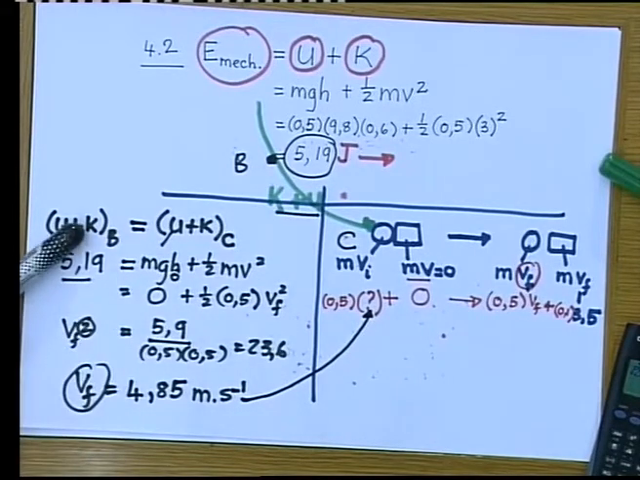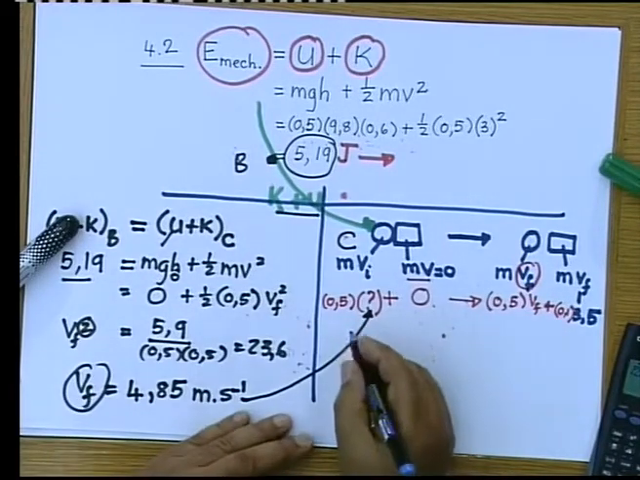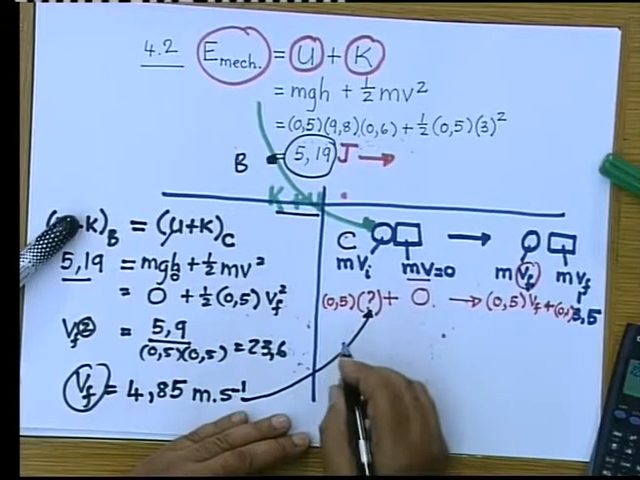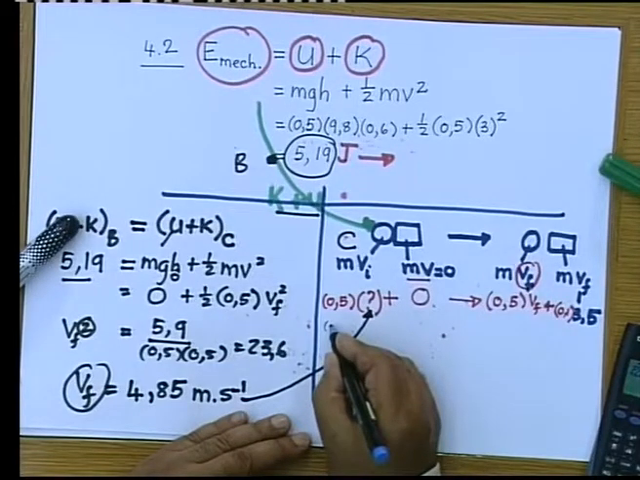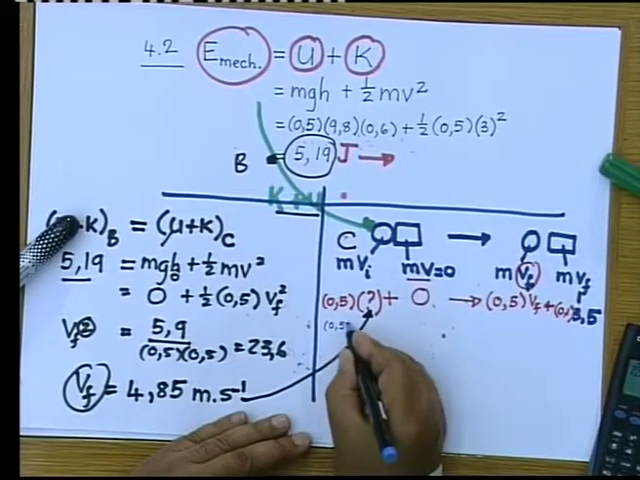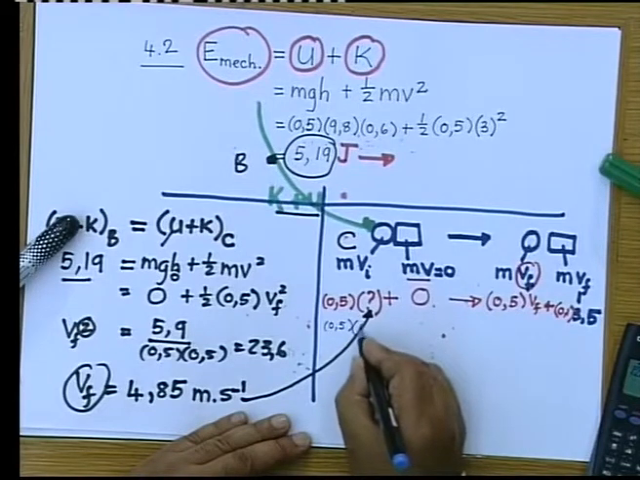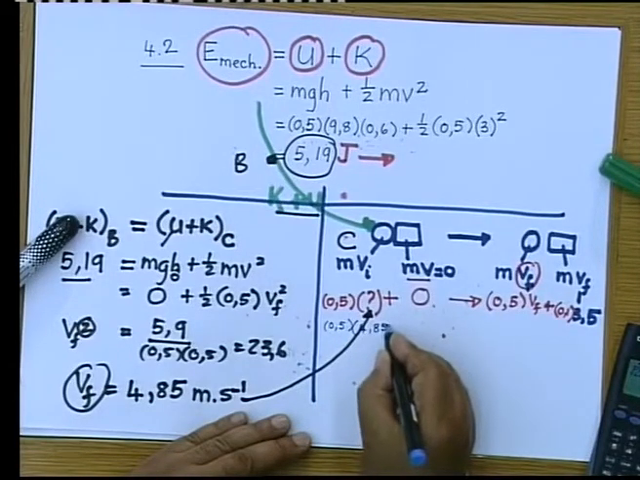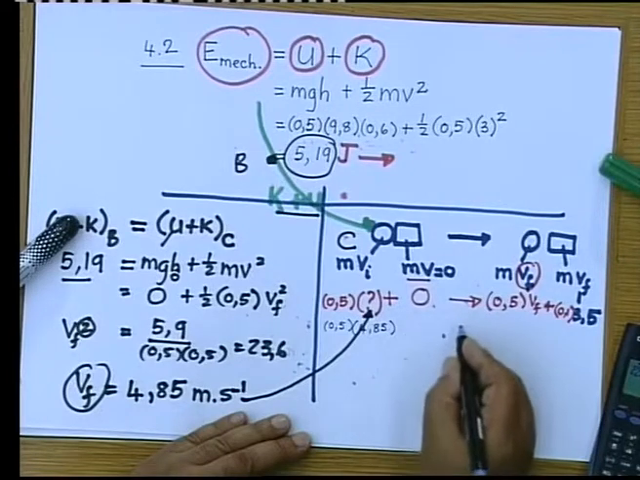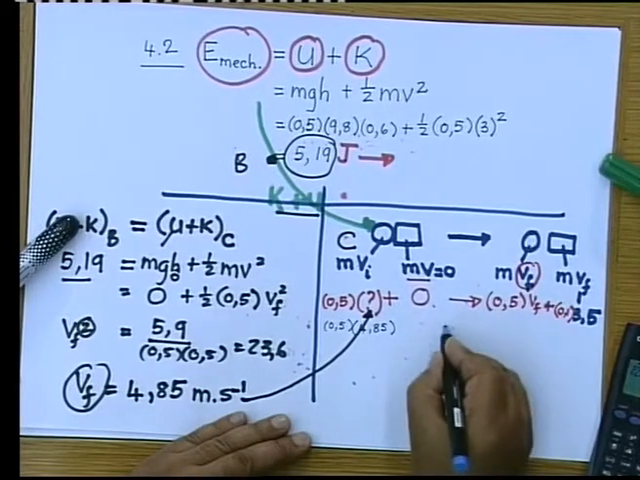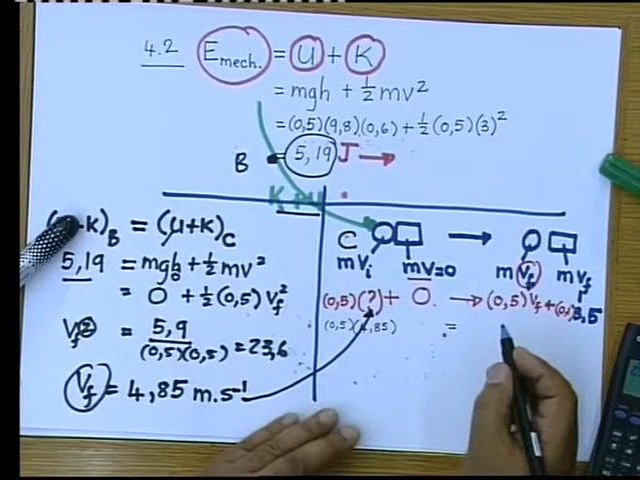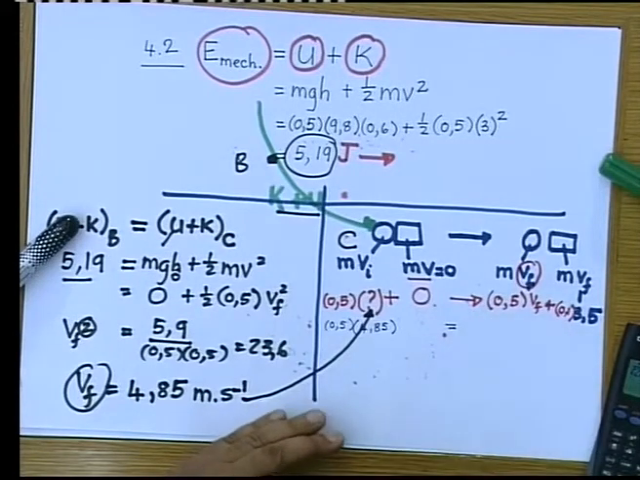Okay, so I'm going to allow you to try and do it yourself. I'll do it slowly for you so that you do not have any problems in understanding what we're doing. So it's 0,5 multiplied by 4,85 plus 0 is 0, and that is equal to, because we always say that the total momentum before is equal to the total momentum afterwards.